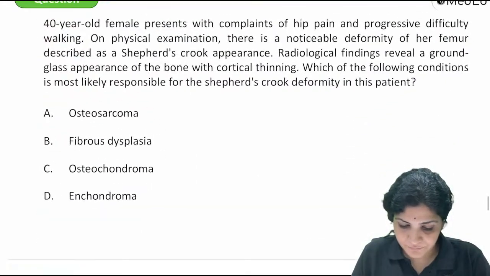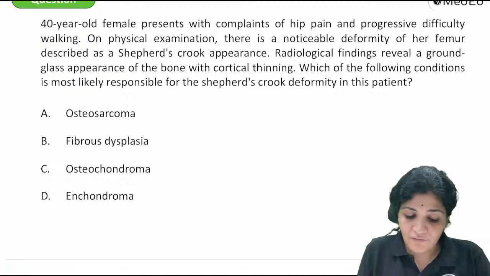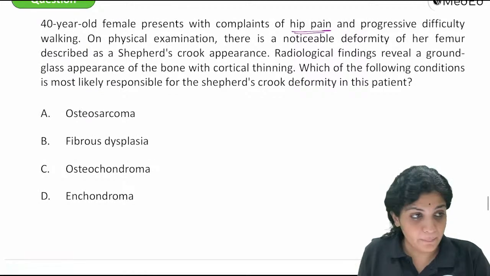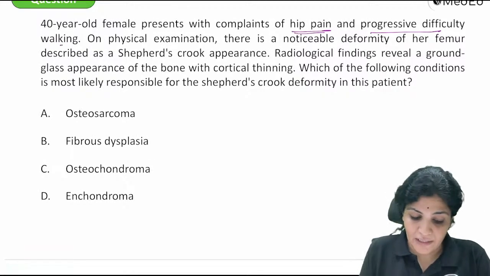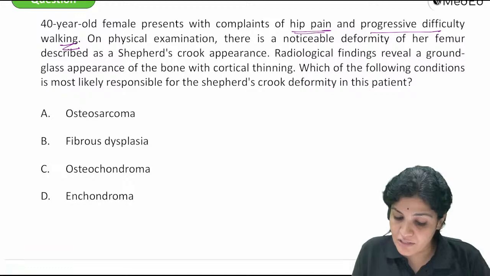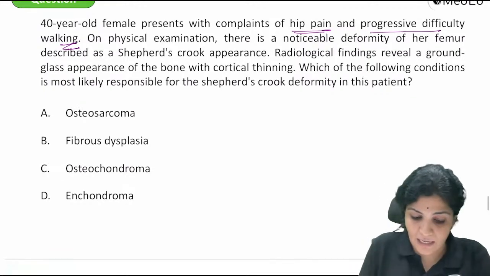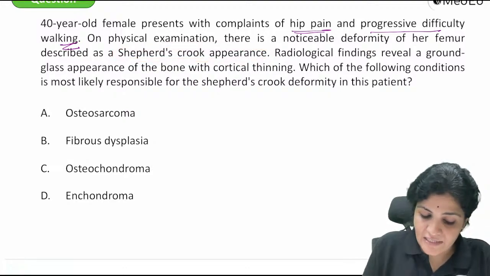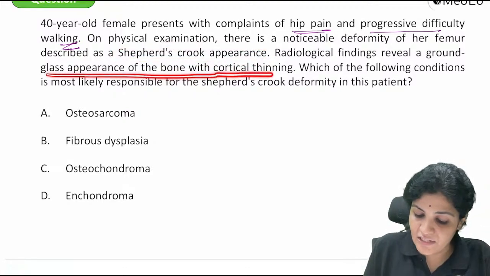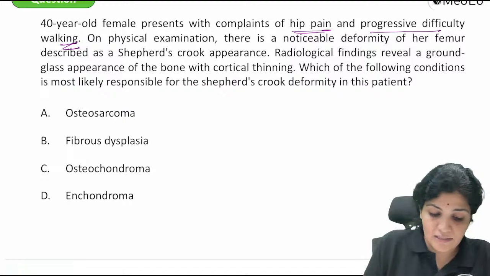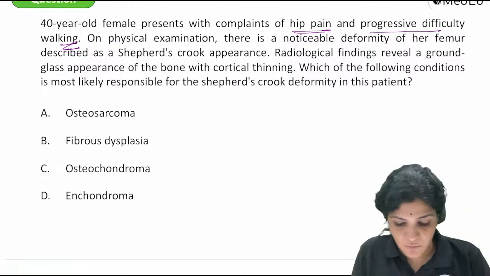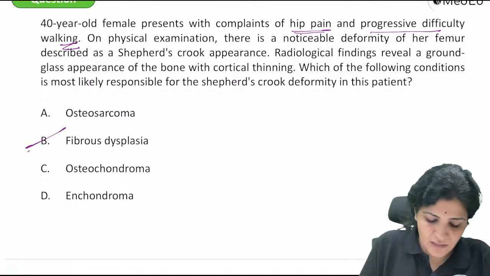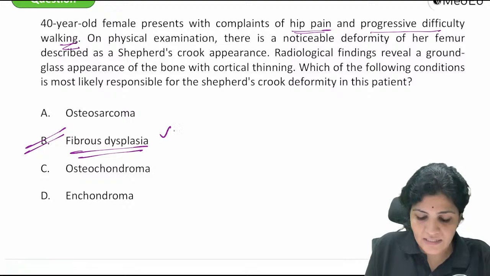Next. A 40-year-old female presents with complaints of hip pain and progressive difficulty in walking. On physical examination, there is a noticeable deformity of her femur described as a very classical description, that is shepherd's crook appearance, and radiological findings reveal a ground glass appearance with cortical thinning. What is this? Immediately as we see the shepherd's crook deformity, the answer is fibrous dysplasia.